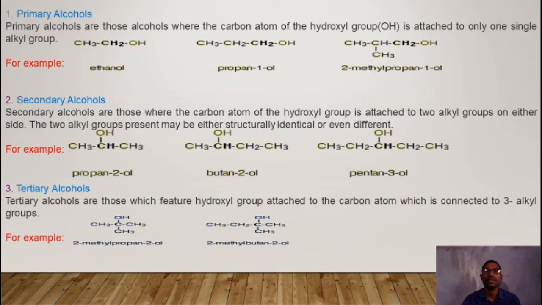Now we see tertiary alcohols. Tertiary alcohols are those which feature a hydroxyl group attached to a carbon atom which is connected to three other alkyl groups, which may be identical or dissimilar. For example, 2-methyl propanol and 2-methyl butanol.